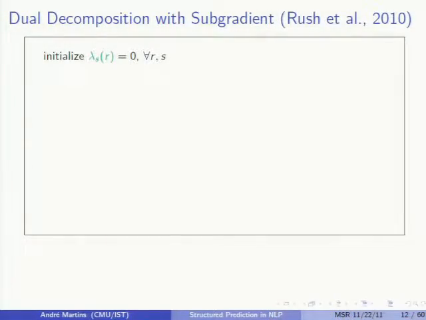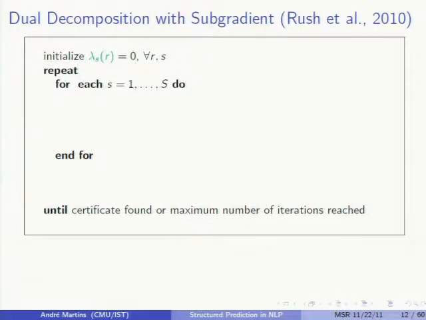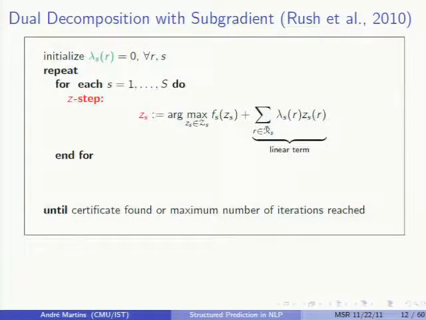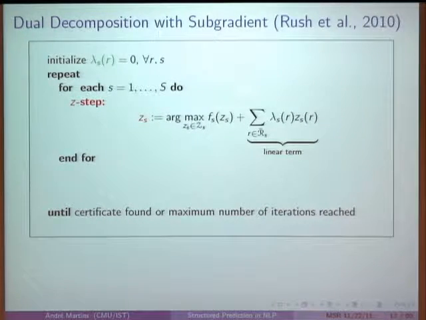Right. So if I skip all the math that is implied by this projected subgradient method applied to this problem, we end up with an algorithm that looks like this. We first initialize all the Lagrange multipliers to zero, and then you have a loop in which, at each point, we look at each component s. We make a z step, which essentially involves maximizing the score of that subproblem plus a linear term that involves Lagrange variables. If the score functions f sub x are linear, this is still linear, and so this is as hard as computing the MAP for that particular component.